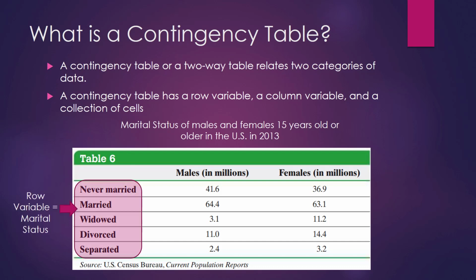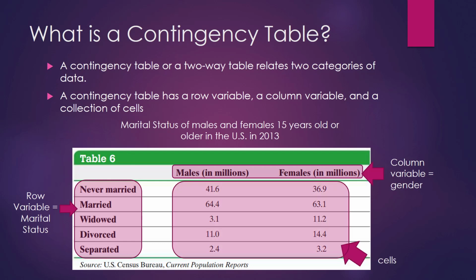The row variable is the marital status. The possible values of this variable are never married, married, widowed, divorced, and separated. Note that those are the possible values of the variable, not the variables themselves. Can you find the column variable? The column variable is the gender of people. In this example, the two possible values are male and female. Note that male and female are not themselves the variable, but the possible values of the variable. Lastly, the cells are the values or counts in the contingency table.